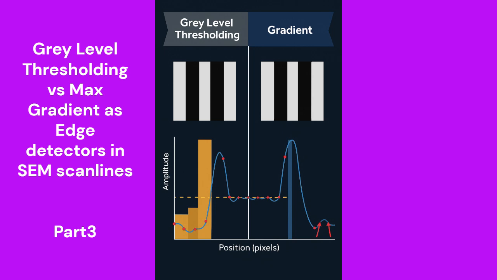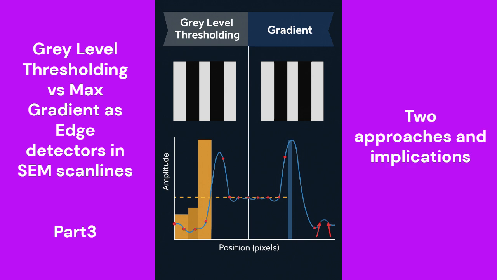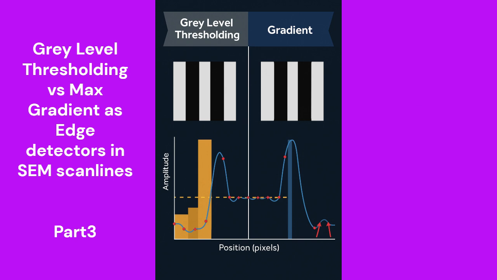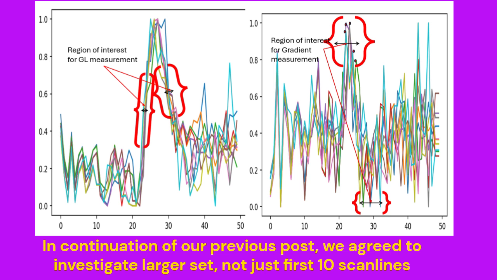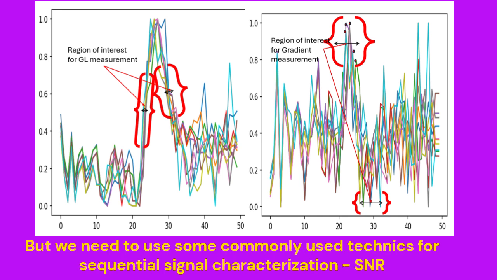Gray level thresholding versus max gradient as edge detectors in SEM scanlines. In continuation of our previous post, we agreed to investigate a larger set, not just the first 10 scanlines. But we need to use some commonly used techniques for sequential signal characterization, SNR.